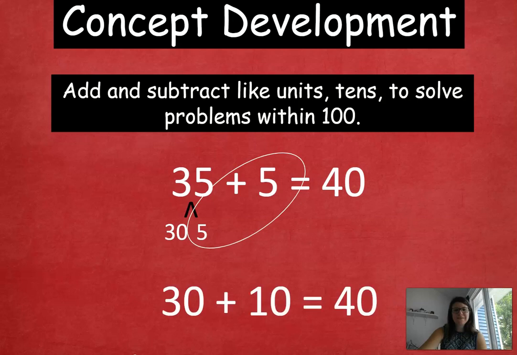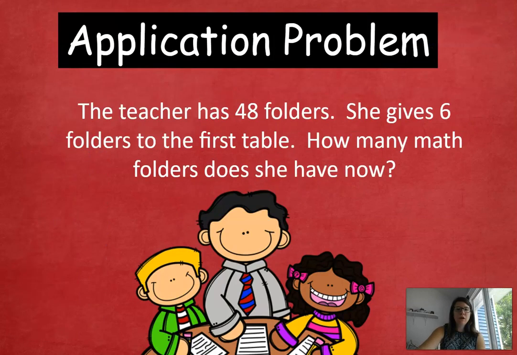Yay! All right. Let's try this one on your own. I'll read it to you. I want you to solve it on your paper. Here we go. A teacher has 48 folders. She gives 6 folders to the first table. How many folders does she have now?